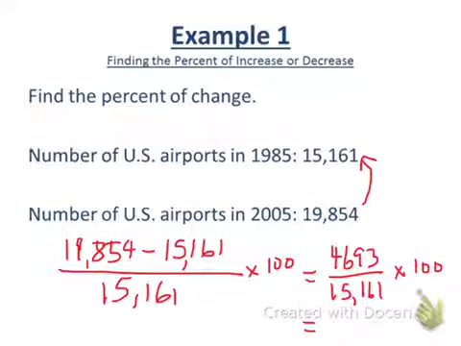All right, 0.309, so that's going to be 30.95. We'll just leave it right there. 30.95%. Now, let me ask you a question. When did airports start? When did we first have airports in our country?